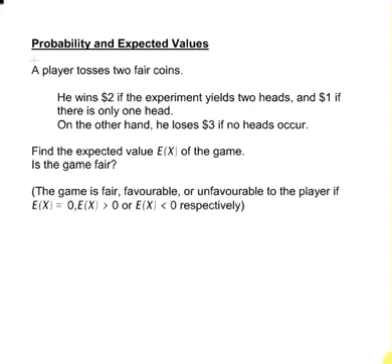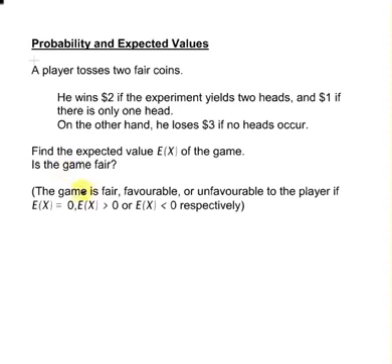In this presentation, we're going to look at a tutorial question that deals with probability and expected values. The question is, a player tosses two fair coins. He wins $2 if the experiment yields two heads, $1 if there is only one head, and he loses $3 if no heads occurs. In other words, two tails. Find the expected value of this game, denoted E of x, and is the game fair?